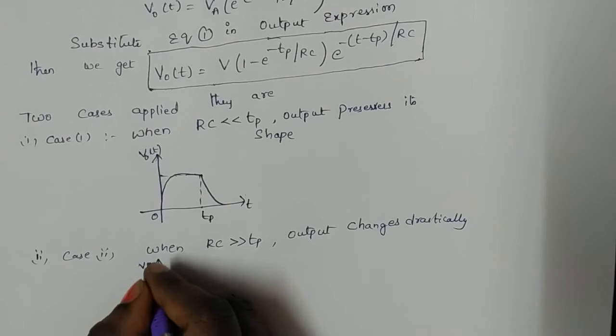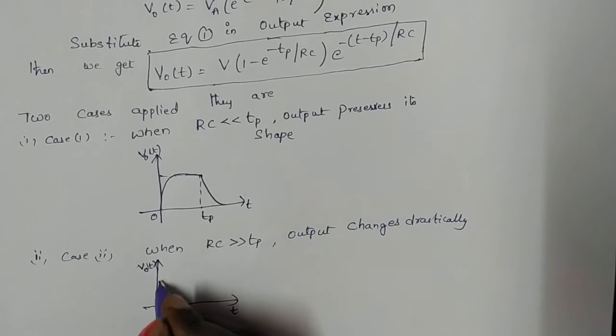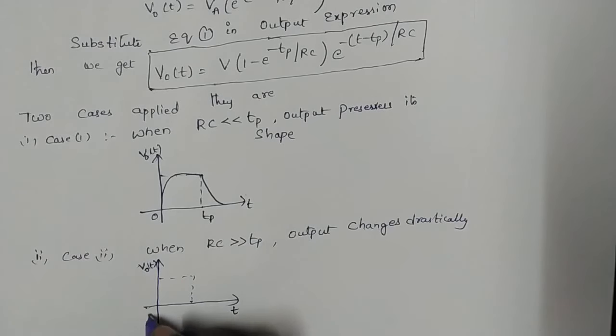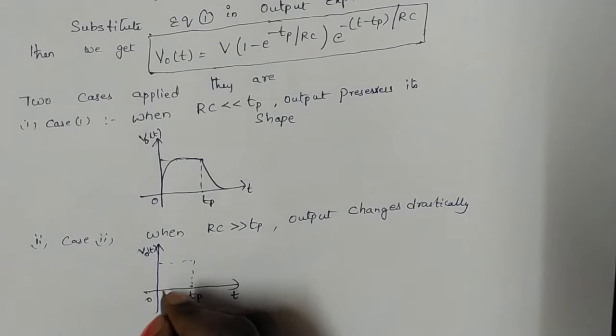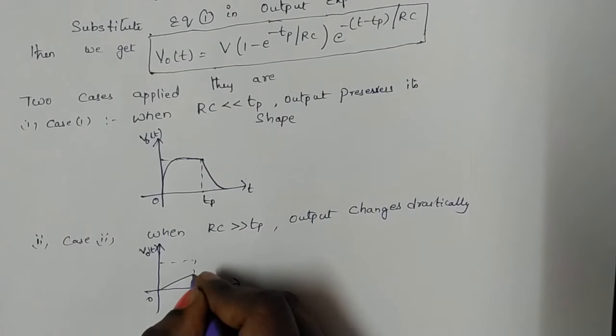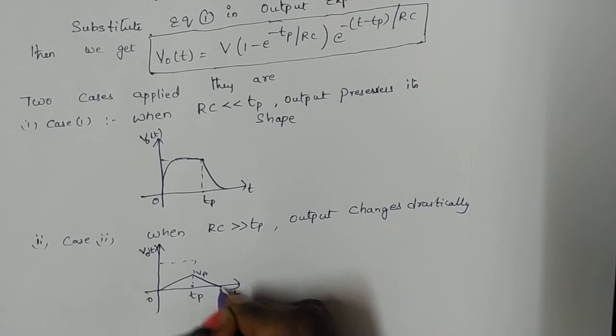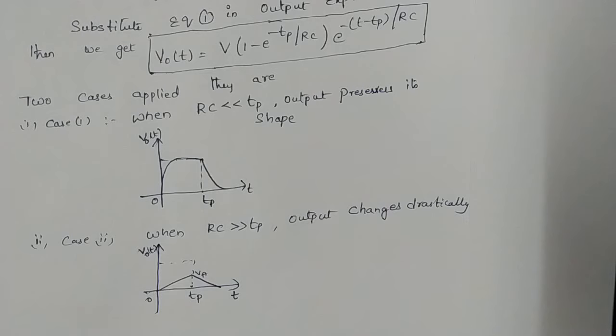This is the output waveform, and the x-axis is the time period. This is the actual output we have to get, but this appears because RC is far greater than the pulse width of the input signal. Okay, it will be represented like this. There will be a slow increase and a slow discharge of the signal. Okay, this is all about the response of the LPRC circuit for pulse input.